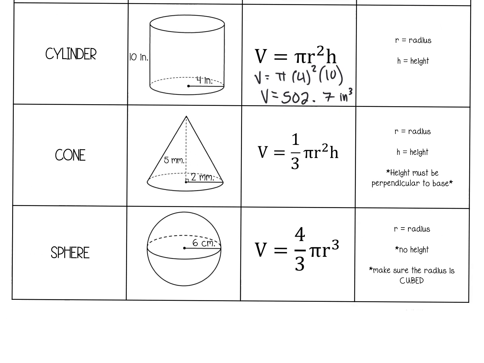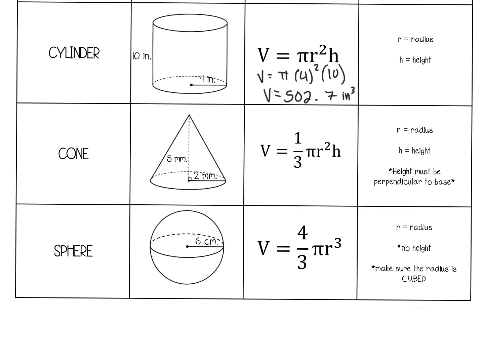All right, now for the cone, the volume is 1/3 pi r squared times the height. And again, the height must be perpendicular to the base. So the same thing applies as it does with the pyramid. It's from the tip of the cone to the base of the cone. So we're going to have volume equals 1/3 pi 2 squared times 5. And that's going to give us a volume of 20.9 millimeters cubed.